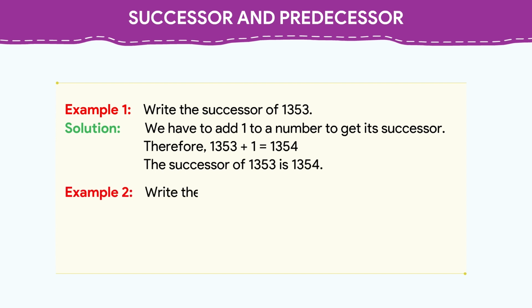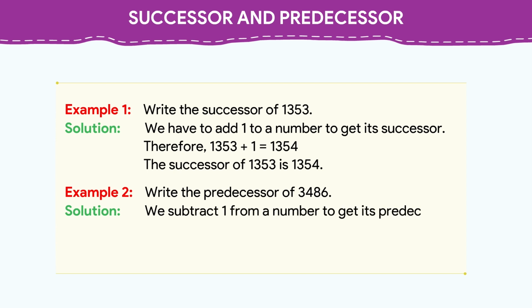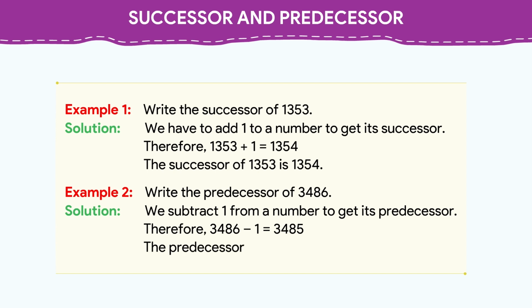Example 2. Write the predecessor of 3486. Solution. We subtract 1 from a number to get its predecessor. Therefore, 3486 minus 1 equals 3485. The predecessor of 3486 is 3485.